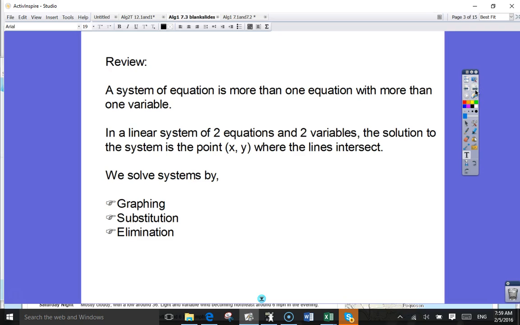So review these concepts. A system of equations is more than one equation with more than one variable. Right? This is just reviewing what we've already just said. In a linear system of two equations and two variables, the solution is the point (x, y) where the lines intersect. And we have these methods now for solving. We've already gone over graphing and substitution. We're actually going to take the next 2 days to do elimination.